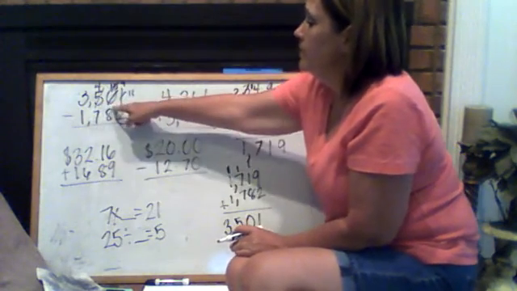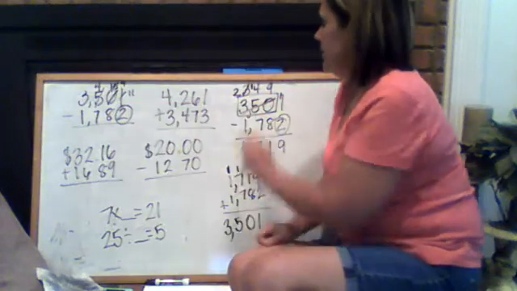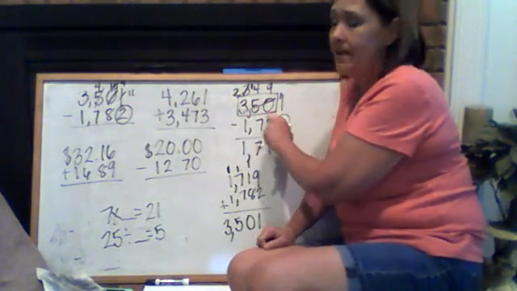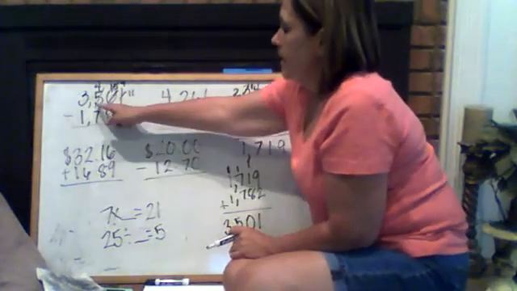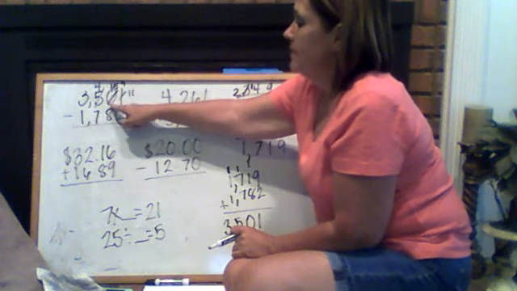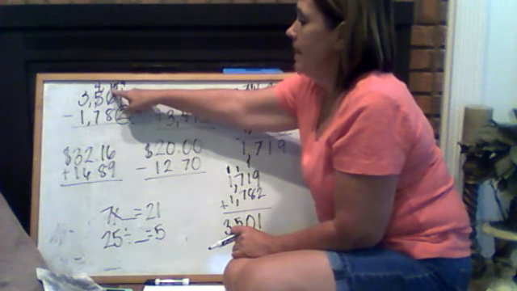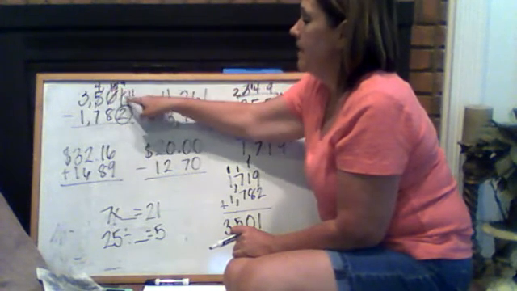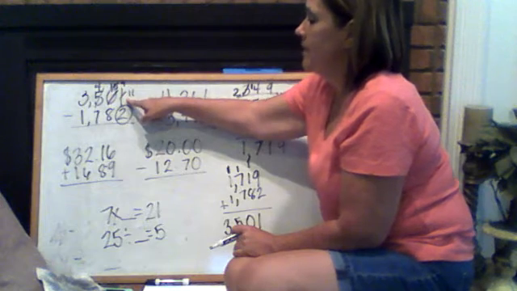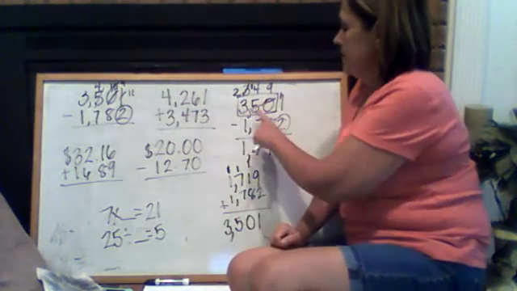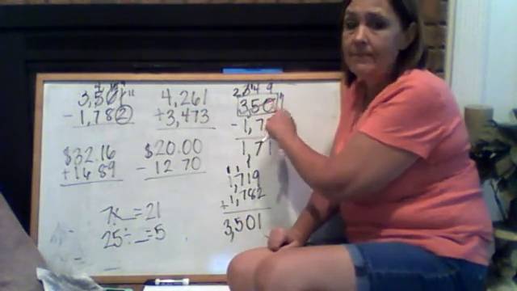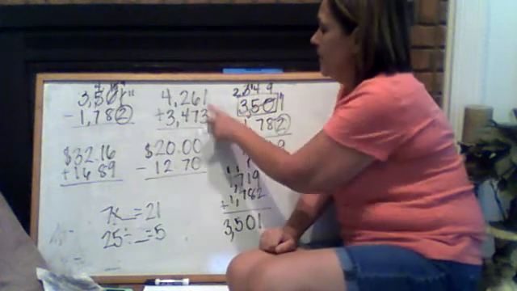You could do this with the extra step, but it's just easier not to do that extra step. I can borrow 100 and I have 10 tens, but I'm going to have to then borrow a 10 and bring it over into the ones place and have 11 ones. This just saves me a step. All right, the next one.